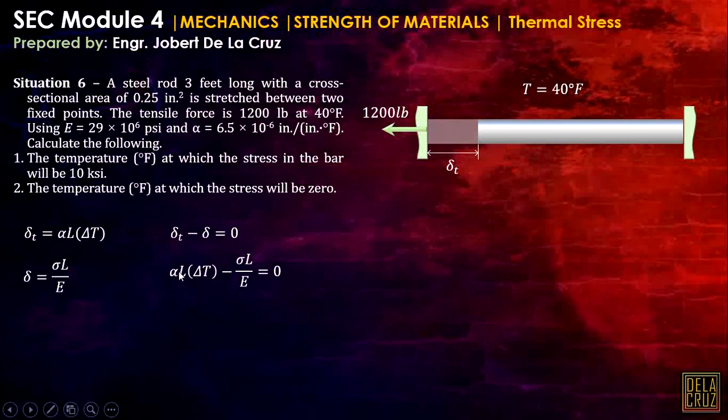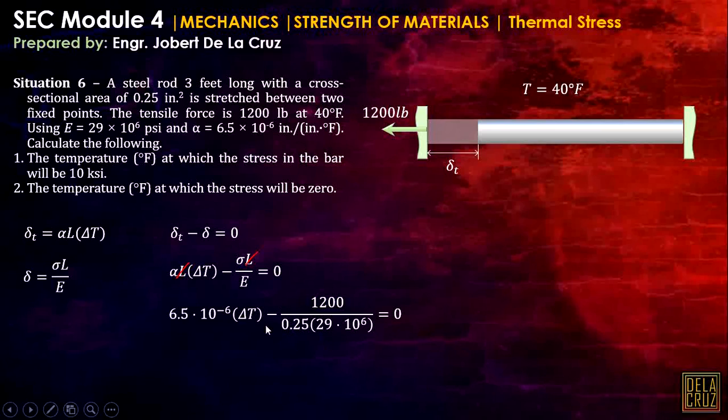Now, take note, we have these values. We have the alpha dito, 6.5 times 10 raised to negative 6 times the change in temperature minus, take note that our L dito, okay? Look at this one. The L here can be cancelled out. So, ma-cancel out natin ito, tatanggalin ko na lang yan. Minus, the stress is 1,200 over the area. Okay, klaro? 1,200 divided by the area. Ang area natin is 0.25 inches square times the E, 29 times 10 raised to 6.